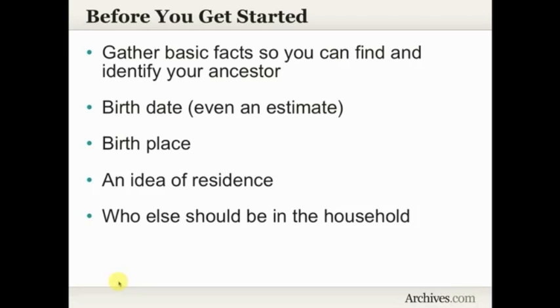Do you have an idea of where they were born? Do you have an idea of where they lived? And think about who else should be in the household. If the ancestor you're looking for in a particular census should have been the head of household, who was the spouse? Were there any children who you think should have been living in the household at the time? If the ancestor you're looking for was a child at the time of the census, think about who his or her brothers and sisters were. Think about those other household members that should be there. That will give you some clues so that you know that that census record that you're looking for pertains to your ancestor and not somebody else with the same name.